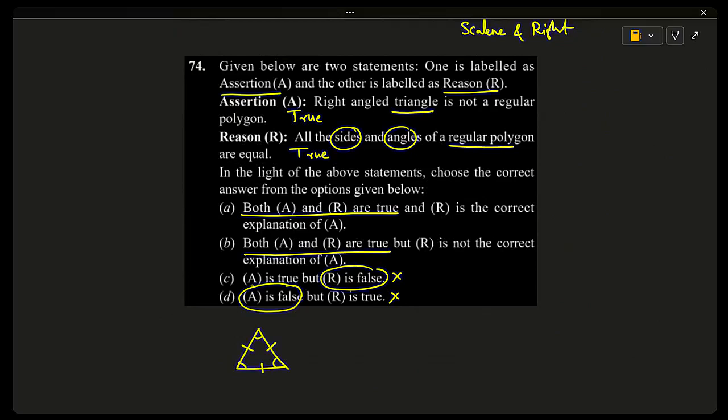But which option to choose between A and B? Now you have to check whether R, the reason, is the correct explanation of A or not. Here the assertion is true because of the reason, that is the regular polygon definition we know, that all the sides and all the angles should be equal in a regular polygon, then only we can say the assertion is true. That means the reason is the correct explanation of A. You have to go for A.